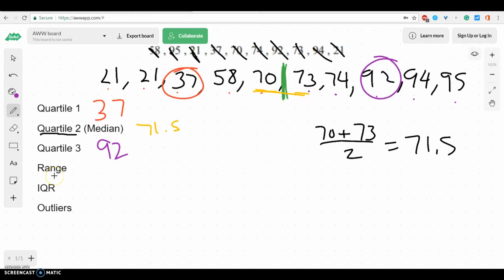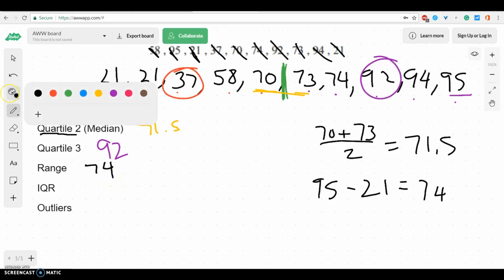What a range means is how wide the number set is. So if you want to find out how wide the number set is, you take your first number and your last number, and you subtract them to find out how far apart they are. So the range for this would be 95 minus 21, which would give us 74. So the range of this would be 74.